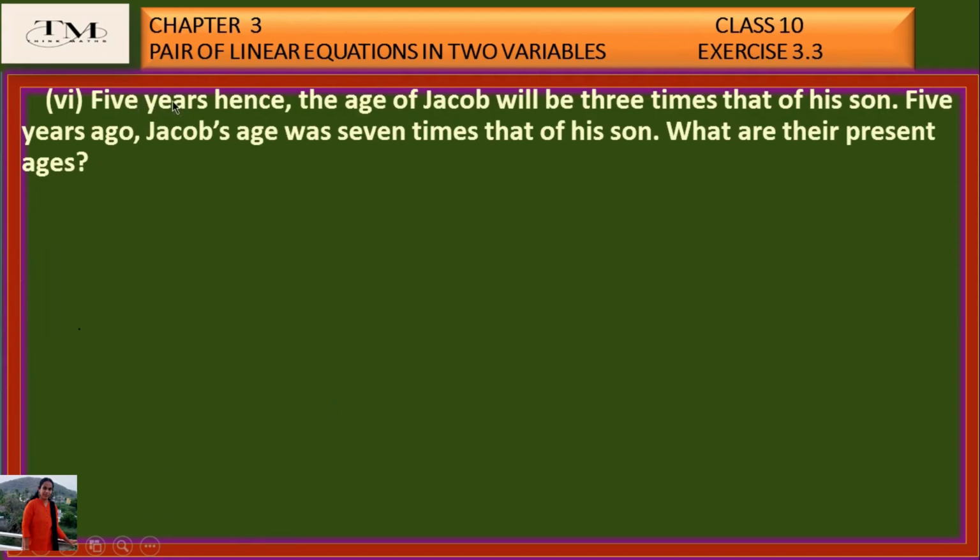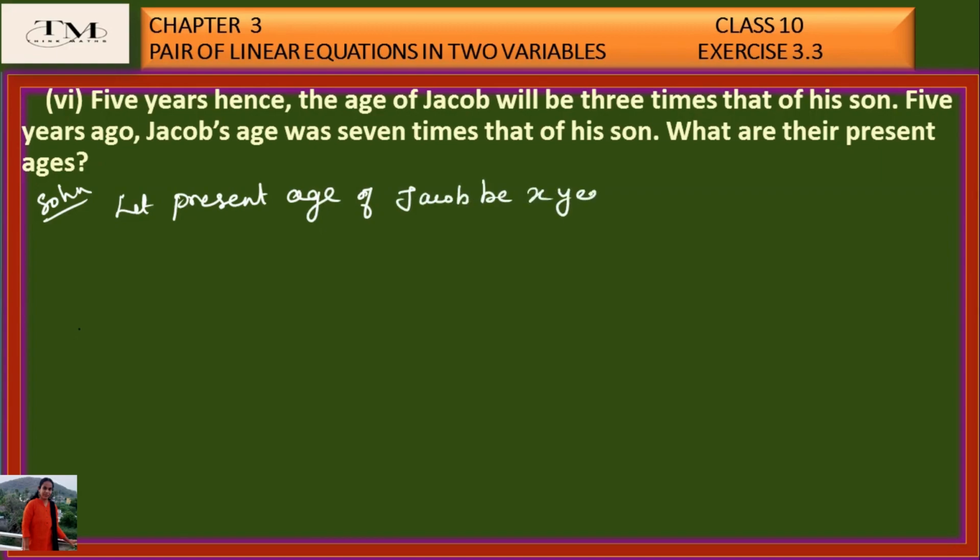This is an age problem. 5 years hence. Hence means after. 5 years hence, the age of Jacob will be 3 times that of his son. 5 years ago, before 5 years, Jacob's age was 7 times that of his son. What are their present ages? So the question is about present ages. So let us assume the present age of Jacob be x years. The same way, the present age of son be y years.